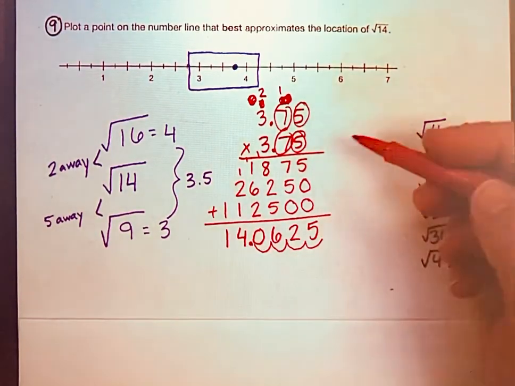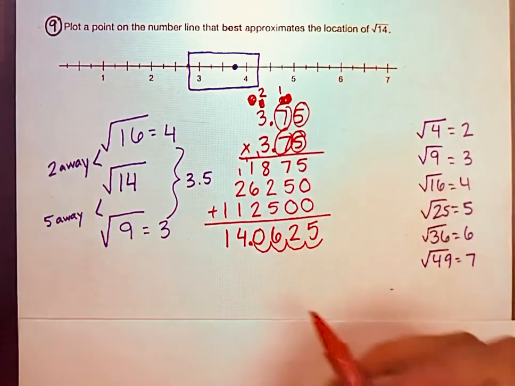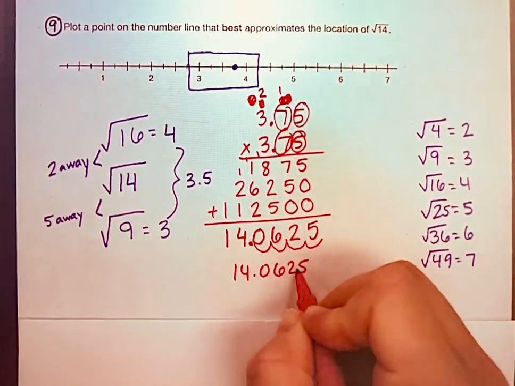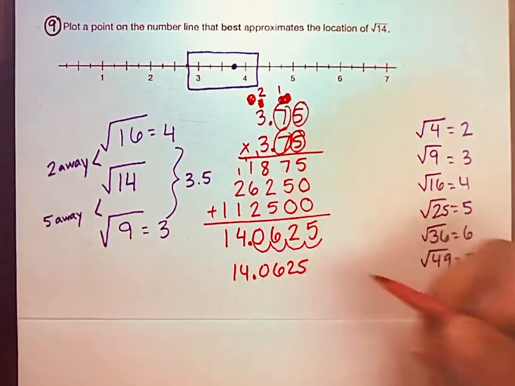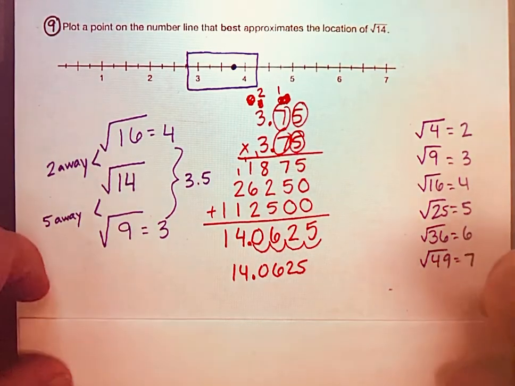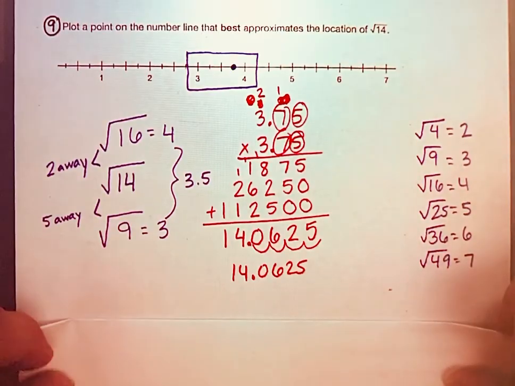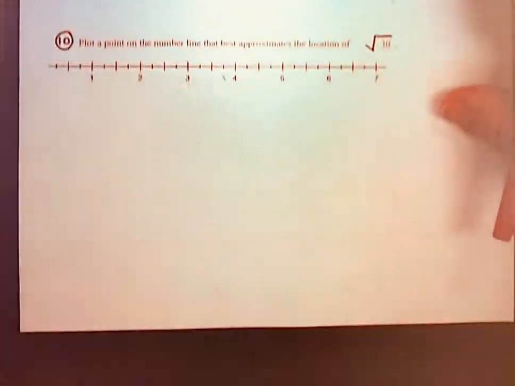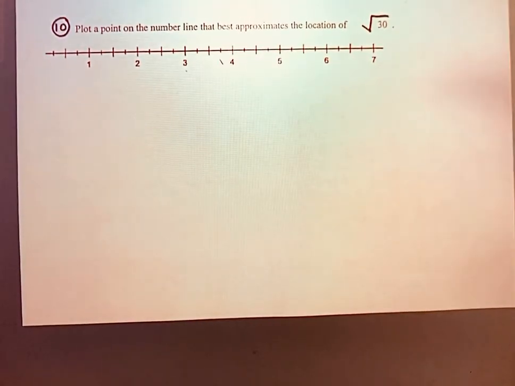So my answer when I multiply 3.75 times 3.75 is 14.0625. You're not going to get it perfect. That's why it's an irrational number, but that is pretty close. So I know for a fact that is the correct answer. Now, using that and this process, I want you to try this next one on your own. So press pause and answer that one on your own.